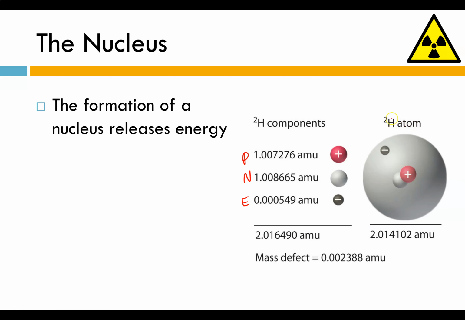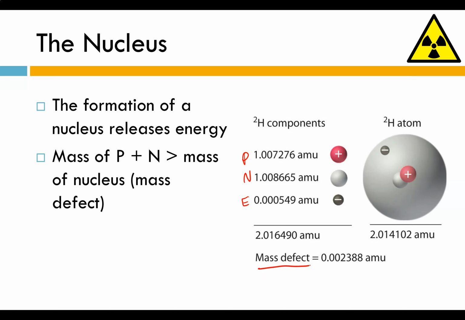However, if I look at the mass of an H2 atom, so the actual nucleus and the electron to make up the atom itself, we'll see that there is a difference in mass. Somehow adding the proton, neutron, and electron together to get a deuterium atom results in the loss of mass. We call this mass defect. So again, the mass of the protons plus the neutrons, I guess you can throw the electron in there as well, though it's very, very light, is going to be greater than the mass of the nucleus.